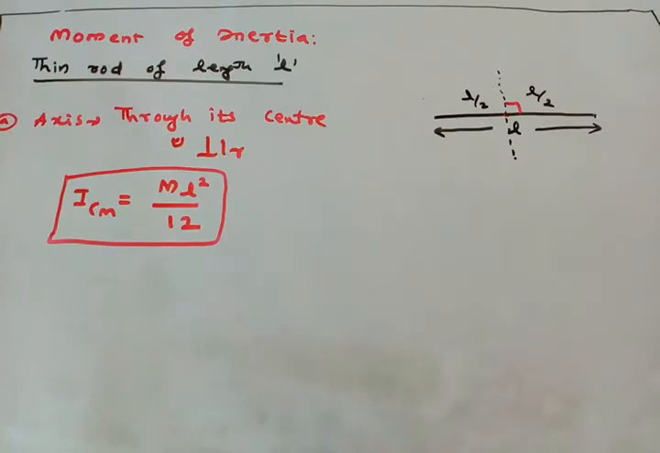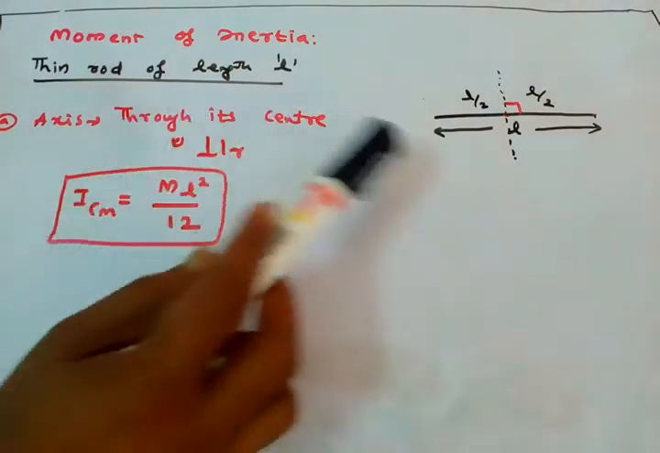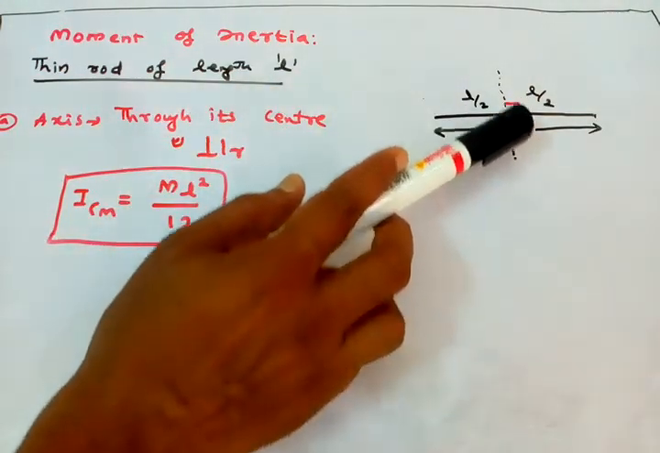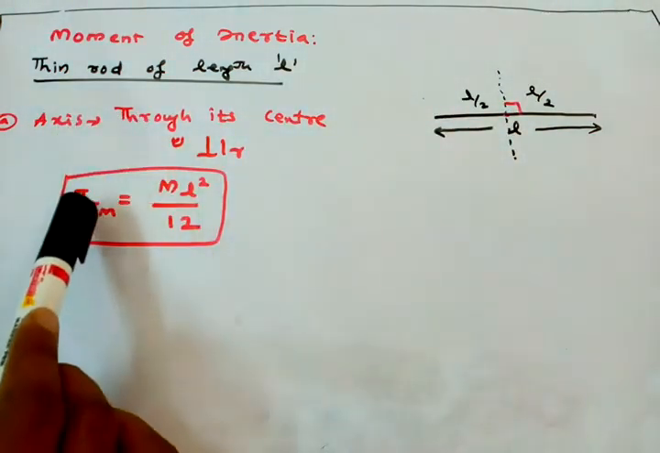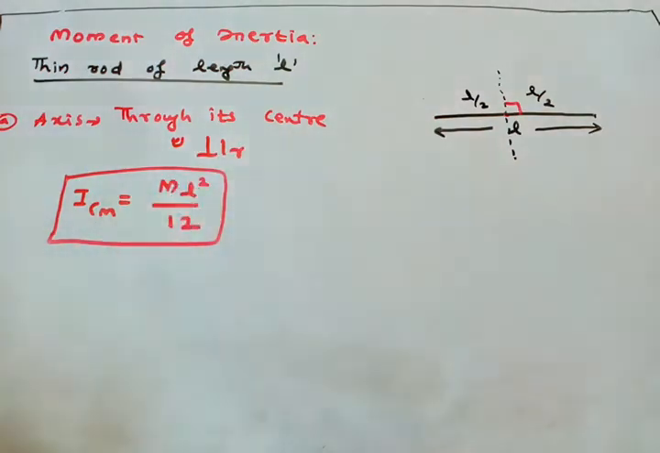So what is the first case? The axis is passing through the center and perpendicular to the rod. In this case, the moment of inertia of this rod is ML square by 12.